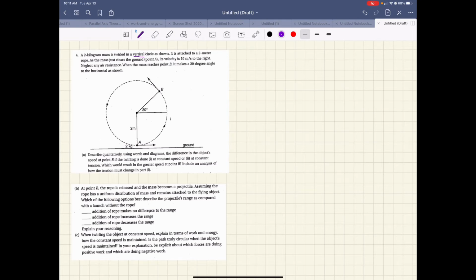Okay, question A says, describe qualitatively using words and diagrams the difference in the object's speed at point B if the twirling is done at a constant speed or if the tension is kept constant. So what would result in a greater speed? So first thing we've got to do is just wrap our heads conceptually around what's happening here with the physics.